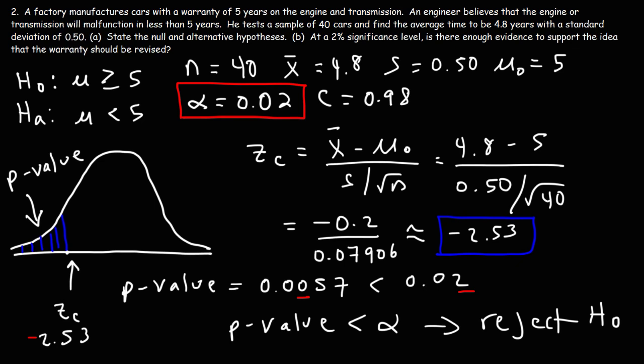And that's basically it for this video. So now you know how to use the p-value method to determine whether or not you should reject the null hypothesis or if you should fail to reject it. So that's it.